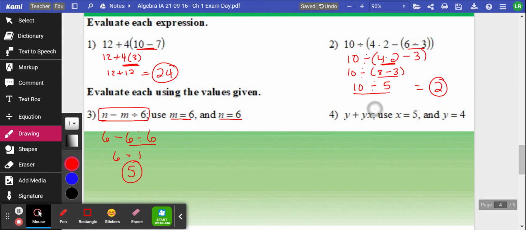Number 4, there's our problem. These are the numbers that are going in. So y is a 4 and x is a 5. And notice this is 4 times 5 right here. It's not 45. So 4 times 5 is 20. And then I can add 4 plus 20 is 24.